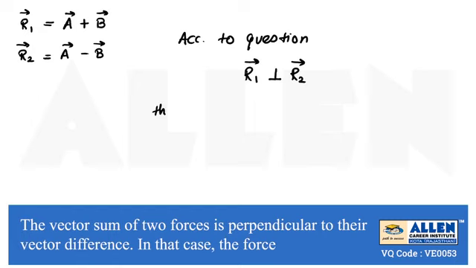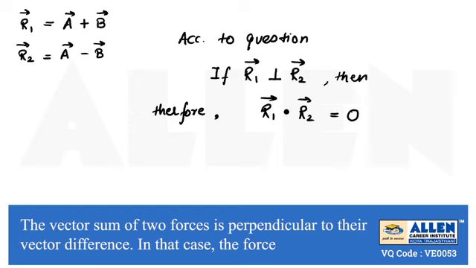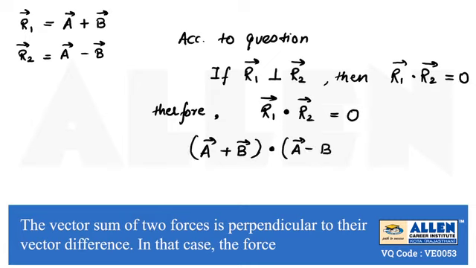Therefore, the condition of perpendicularity will be: if two vectors are perpendicular to each other, then their dot product will be 0. If R1 is perpendicular to R2 vector, then we can say R1 dot R2 will be equal to 0. Now we will put the value of R1 and R2. Therefore, we will get A vector plus B vector dot product with A vector minus B vector. Now we will simplify this one.